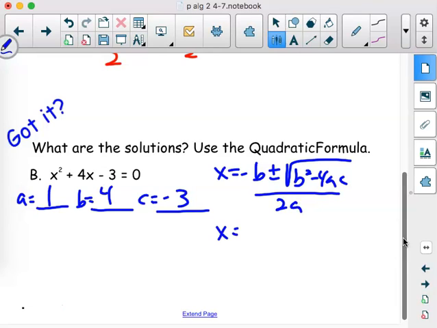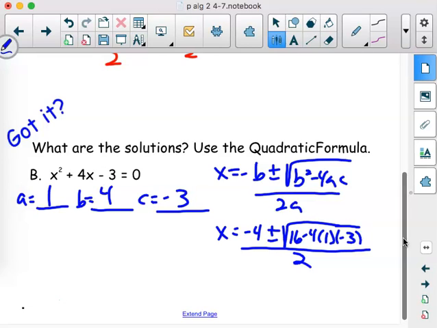All right, I need a negative b. That will be negative 4 plus or minus the square root of 4 squared, 16, minus 4 times 1 times negative 3, all over 2 times 1 is 2.